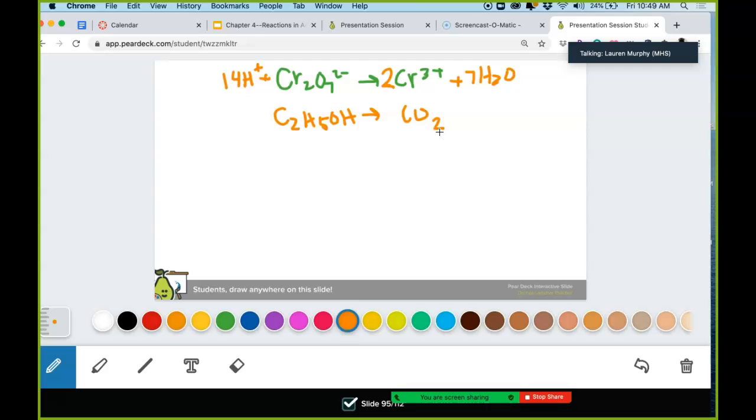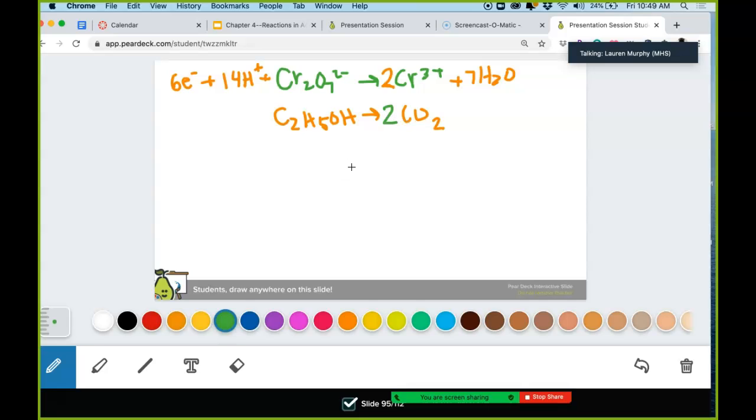Okay, now we have to balance charge. This is +6 right here. This is +14. Minus 2 is +12. So I'm going to need 6 electrons over here. Okay. So let's see, 2 carbons. So I need 2 carbons.